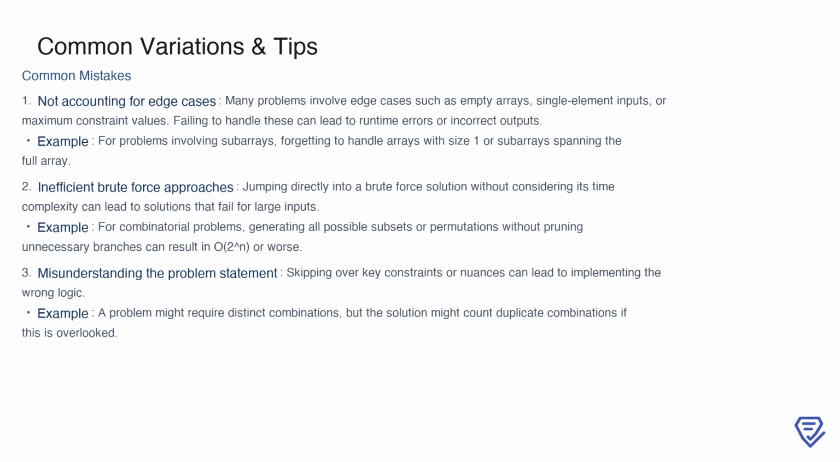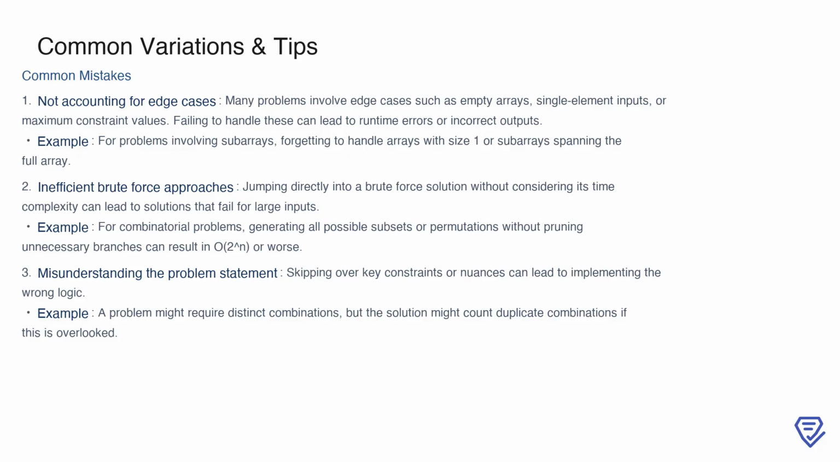Another frequent issue is relying on inefficient brute force approaches. While they might be easy to implement, their time complexity can become unmanageable for large inputs. For example, in combinatorial problems, generating all possible subsets or permutations without optimizing can lead to exponential complexity like O(2^n), which is impractical.